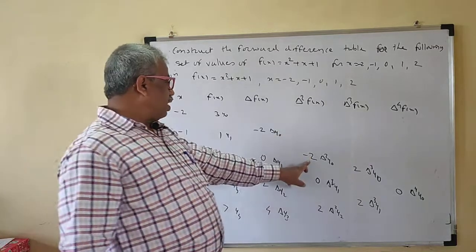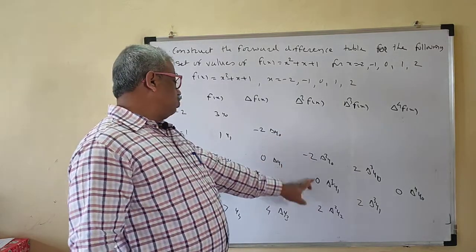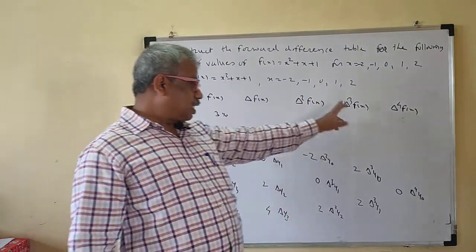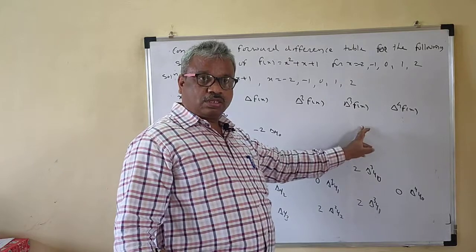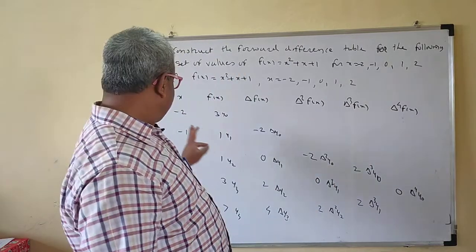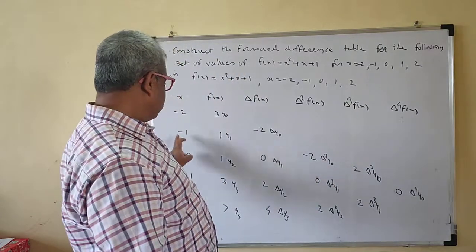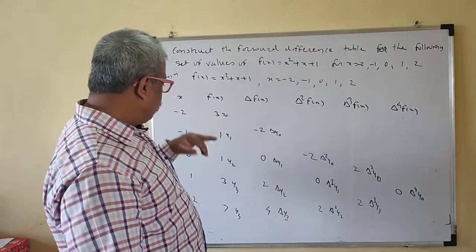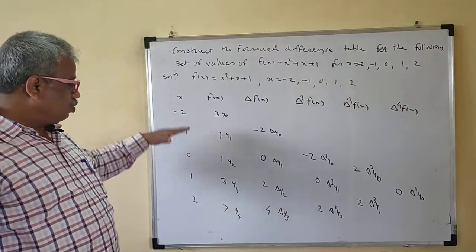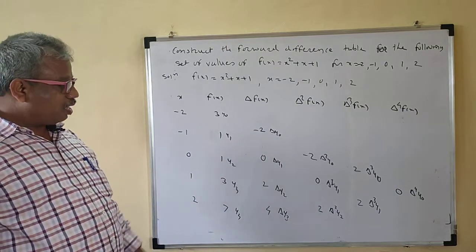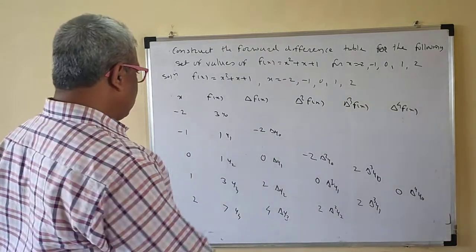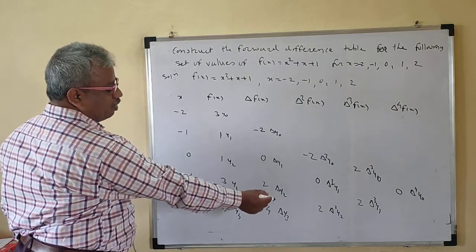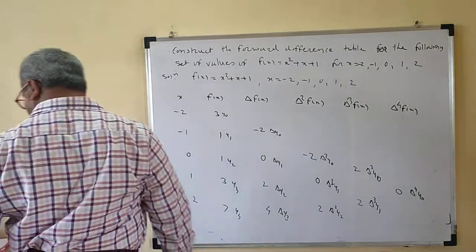Del square at -2, this is at -1, and this is at 0. This is the third difference at -2 and third difference at -1. For this one, there are no third differences. The fourth difference is only at -2. There is no fourth difference for this one. Remember this: this is your y naught, this is your del del y naught, del y1, del y, and so on.